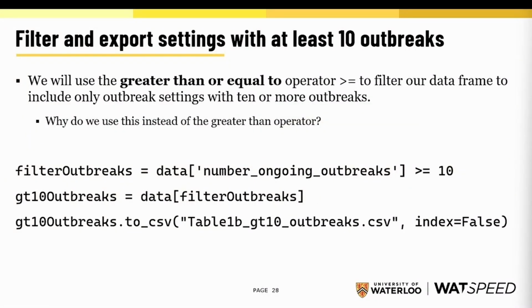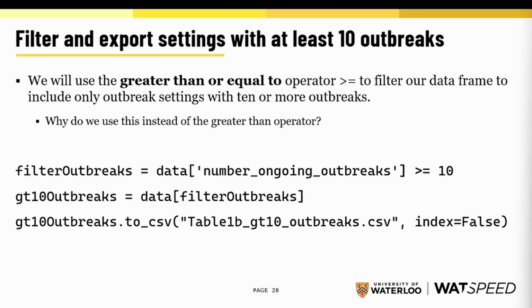So let's get back to numeric comparisons. We're going to use the greater than or equal to operator. So that's the greater than, so right angle bracket, and an equal sign to filter our data frame to include only outbreak settings with 10 or more outbreaks. Now, ask yourself, why are we using the greater than or equal to operator instead of the greater than operator? We'll take a look at that in the code in just a moment.